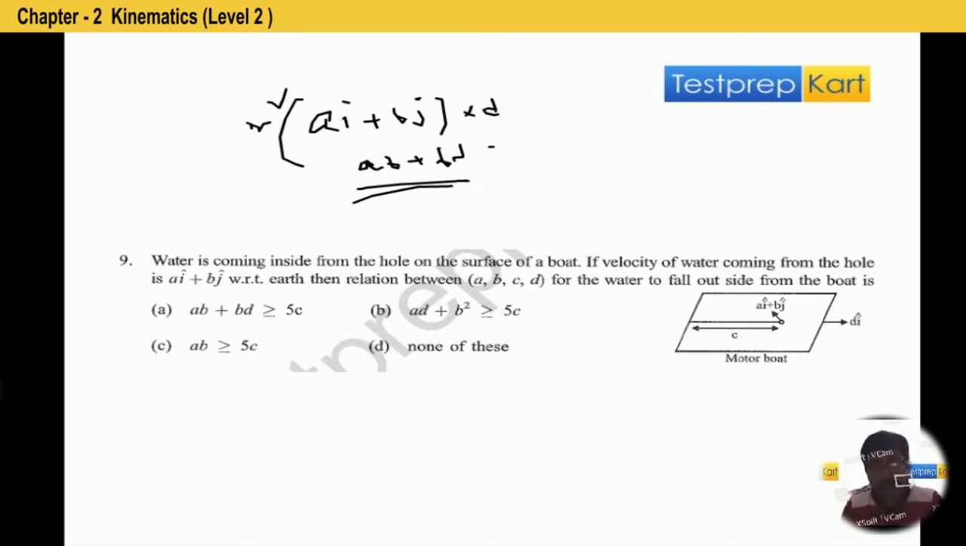So in that case, we need to find out the formula. Area is pi r square, now it is pi c square. Here the distance it has covered, so here we have got ai plus bj. Only one option is here, that is A. Next.